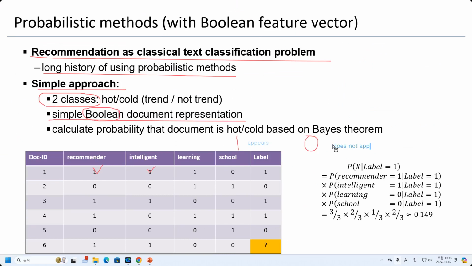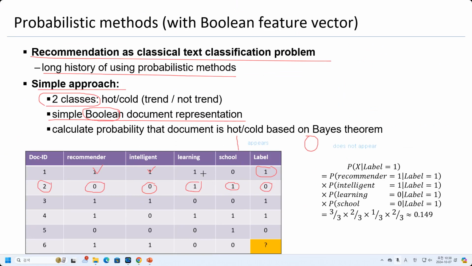Then if it is one, the word recommender appears, the word intelligent appears, the word learning appears, and the word school does not appear. Then the label is one. The label one means it is relevant, or maybe it is a trend. The second book: recommender is zero, intelligent is zero, learning is one, school is one, and the label is zero.